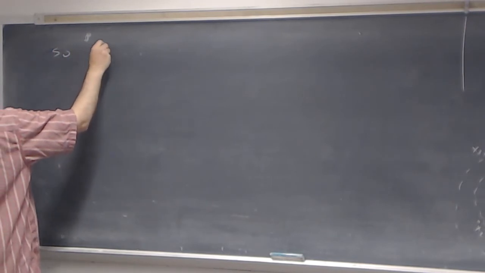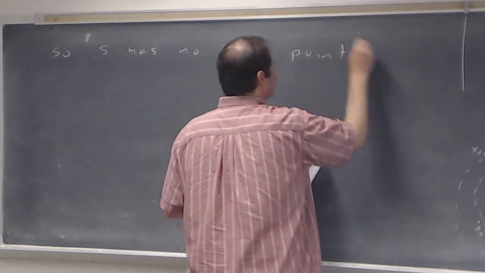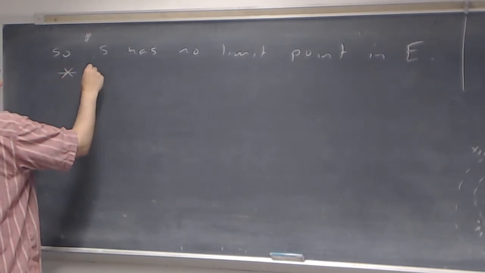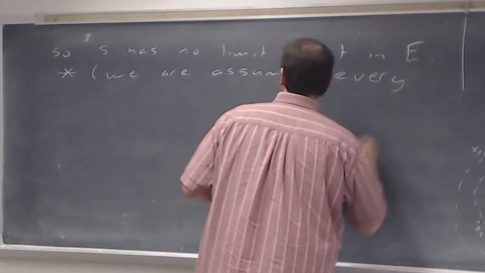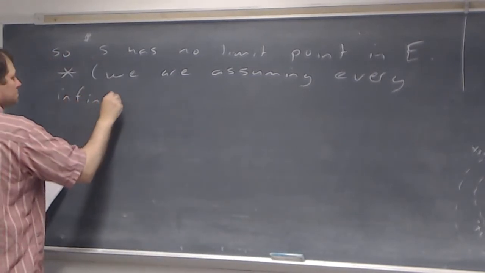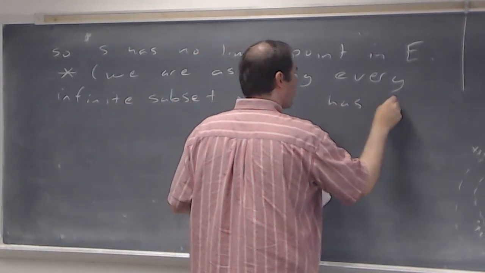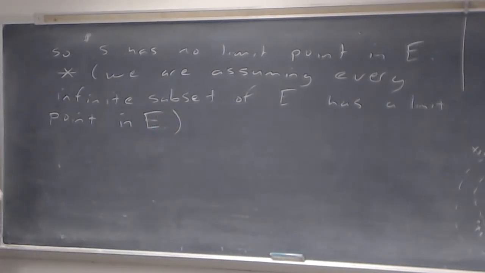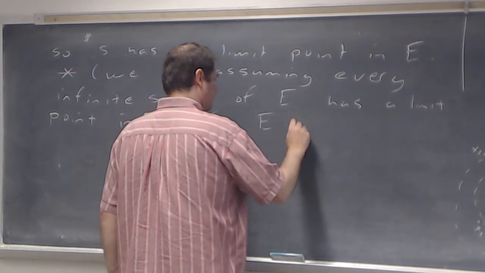So S has no limit point in E. And that's a contradiction because we're assuming every infinite subset of E has a limit point in E. So that means we assumed something wrong, and what we assumed was that E was unbounded, so E must be bounded.